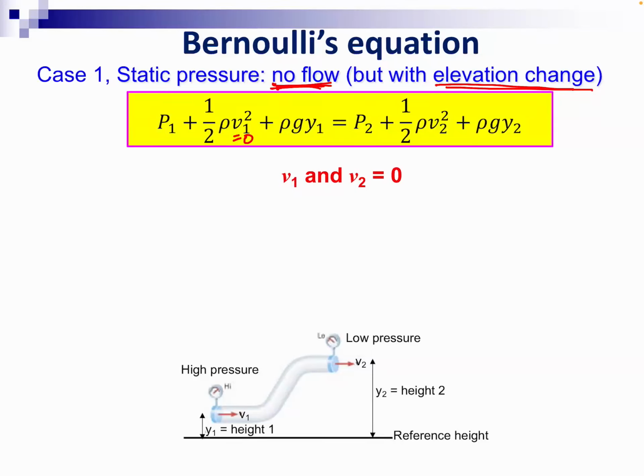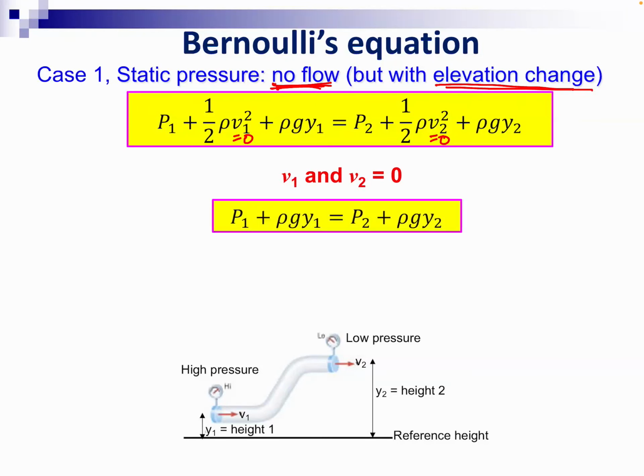So speed is equal to 0 on both sides of the equation. Anything you multiply with 0 is equal to 0, and therefore Bernoulli's equation will simplify to P1 plus rho g y1 is equal to P2 plus rho g y2. So elevation comes into here. That's elevation y1, the height, and pressures come in both sides of the equation.